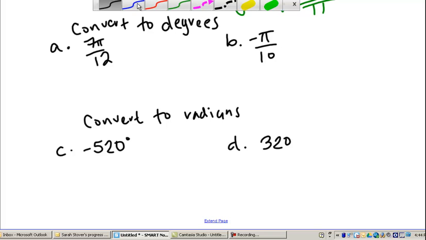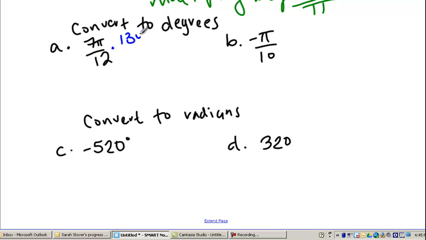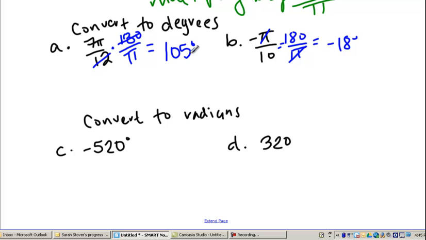Okay? So, we're going to multiply 180 over pi when you're trying to convert to degrees, because the pi's cancel. We get negative 18 for B, and wait for it, 180 divided by 12. I'm doing this in my head. Way to be prepared, I don't have my calculator on me. Okay, this is 105 degrees.